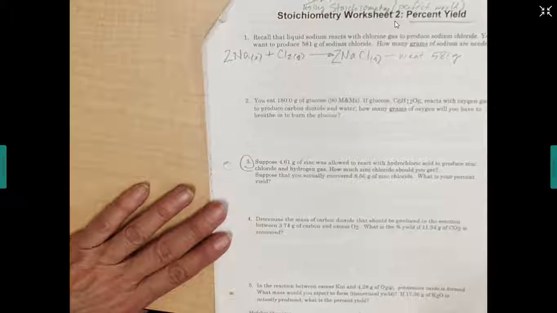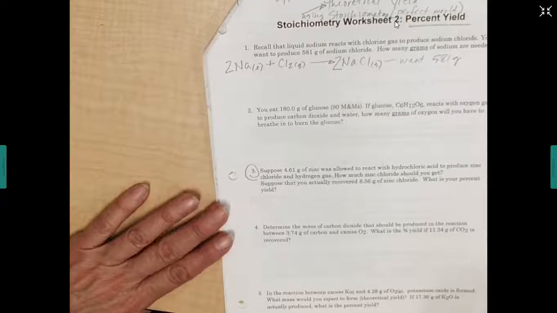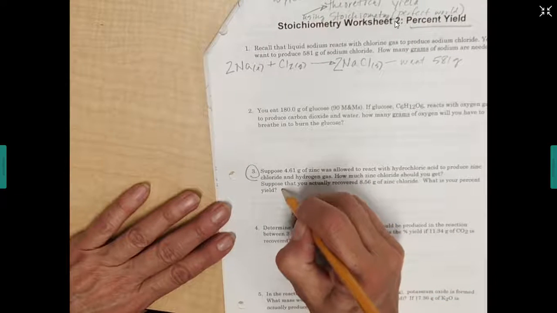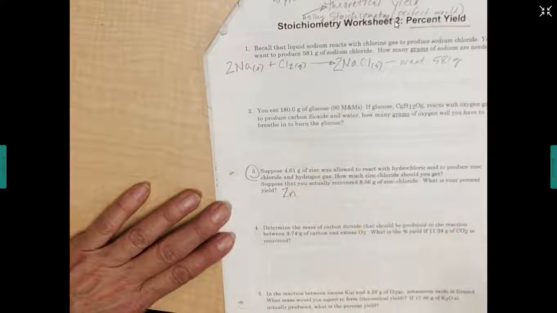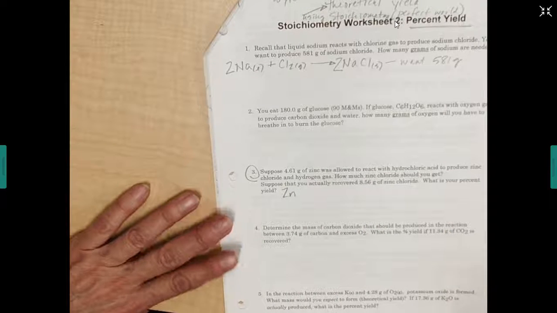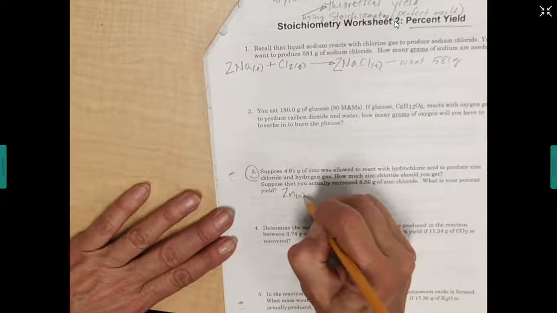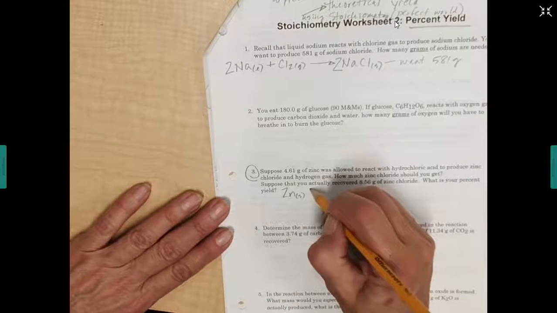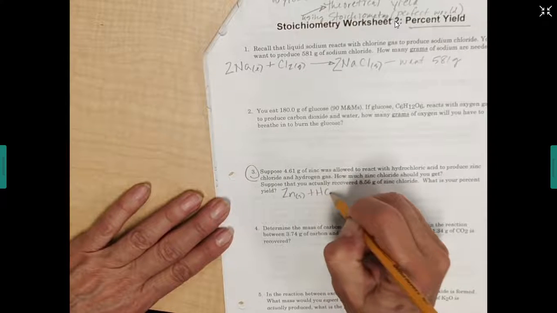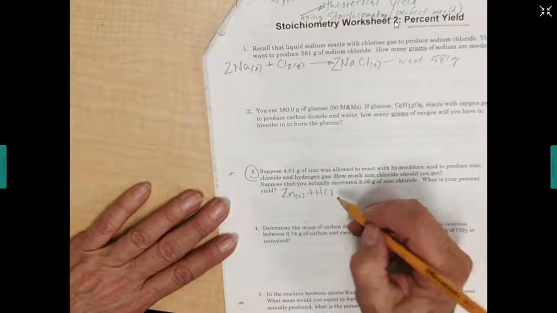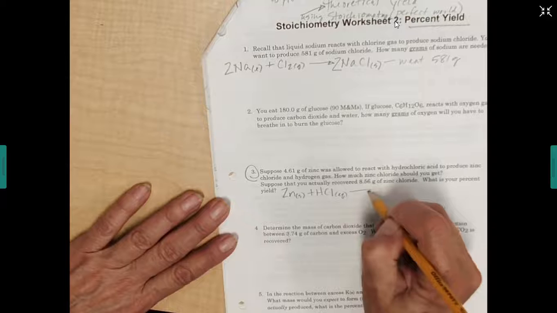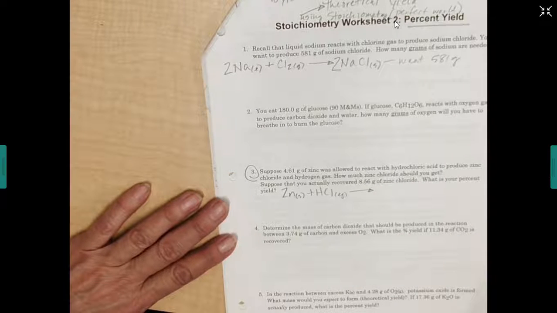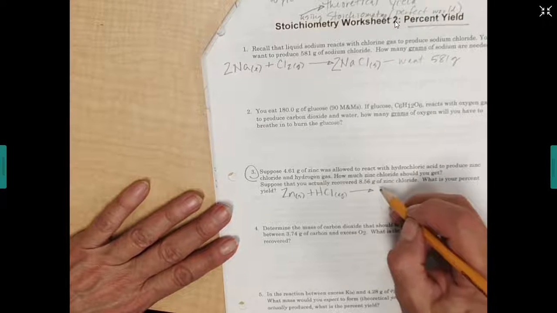Suppose 4.61 grams of zinc. What's the formula for zinc? Good old Zn. If it's a metal, is it going to be solid, liquid, gas, or aqueous solution? Solid. It reacts with hydrochloric acid. What's the formula for hydrochloric acid? HCl. Good old HCl. Is it going to be solid, liquid, gas, or aqueous solution? AQ. Yields zinc chloride. Here's a tough one. What's the formula for zinc chloride?